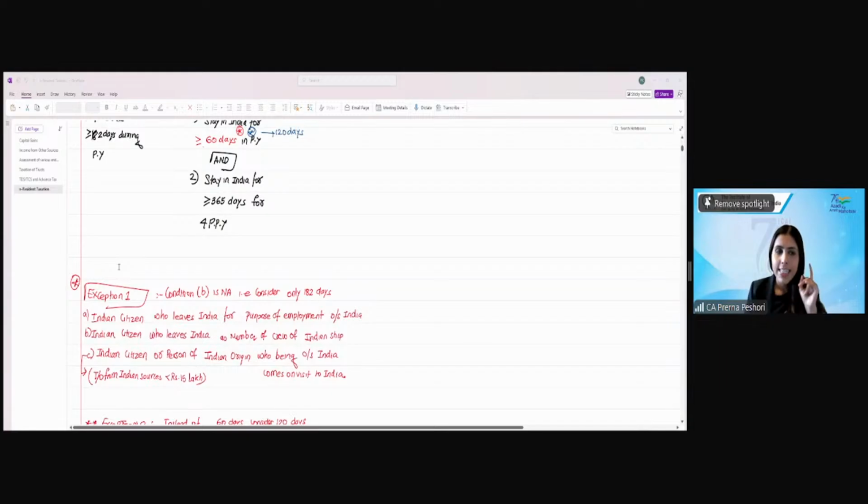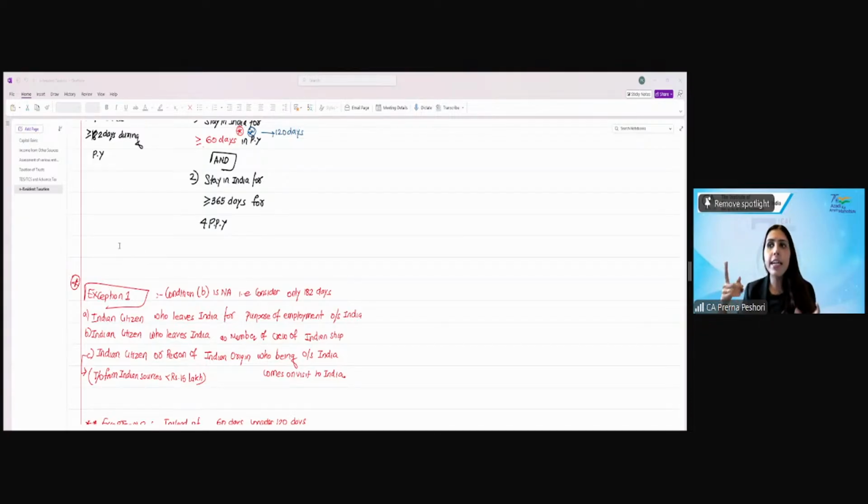Fine. Second is an Indian citizen who leaves India as a member of crew of an Indian ship. So if I'm not going outside for employment, but I'm going as a crew member of the Indian ship, then in that particular case, I will be considering only the first condition.